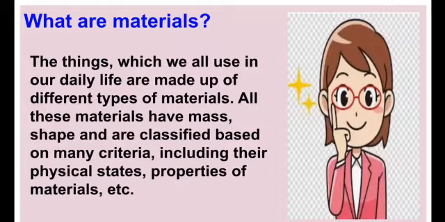All these materials have mass and shape and are classified based on many criteria, including their physical state, properties of material, etc. So we can categorize, we can group any object after watching it carefully: what is the texture of the object, what is the color of the object, and what kind of material is used to make this object.